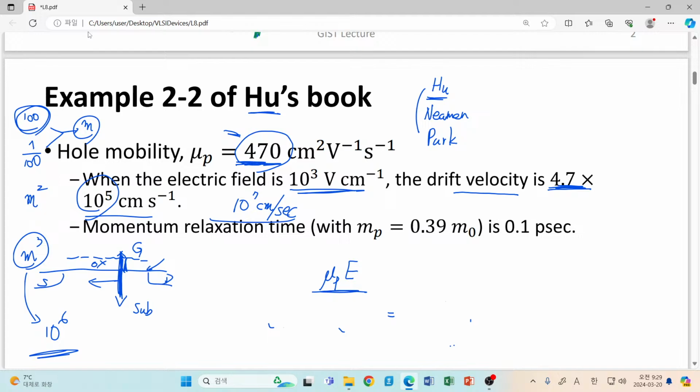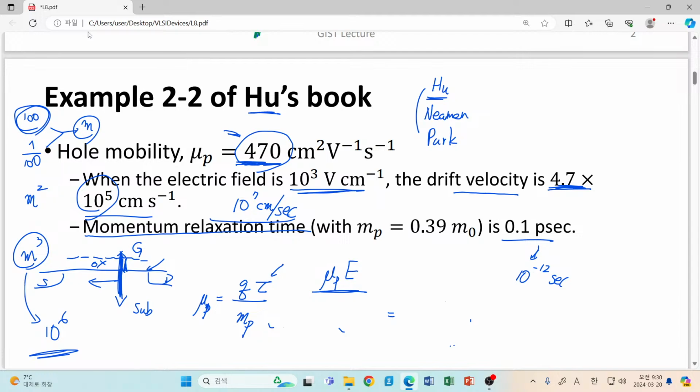Here we have some other quantity, momentum relaxation time. Simply assume that our whole mobility is given by the momentum relaxation time divided by the effective mass of our holes. By calculating this, tau is estimated to be in the range of just 0.1 picosecond. A picosecond corresponds to just 10 to the minus 12 second, a 1,000th of a nanosecond.